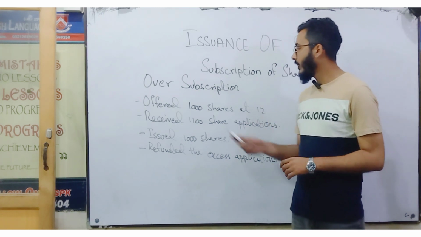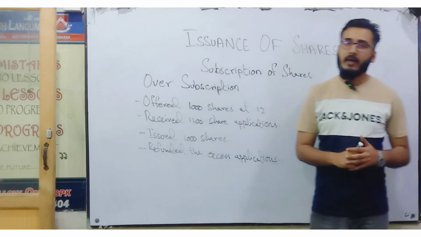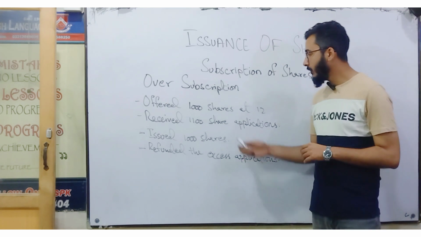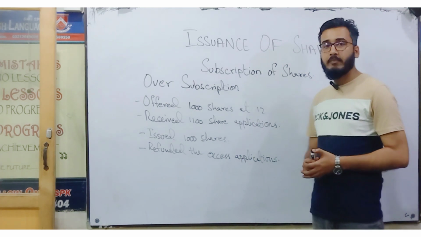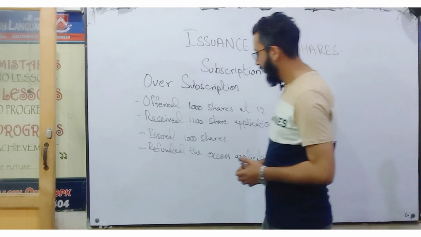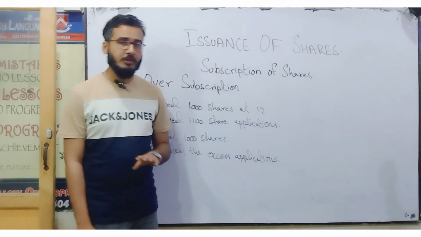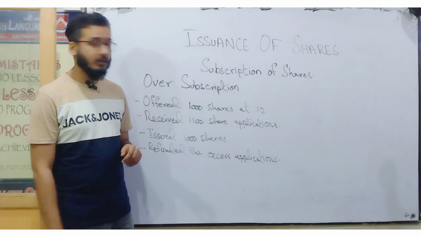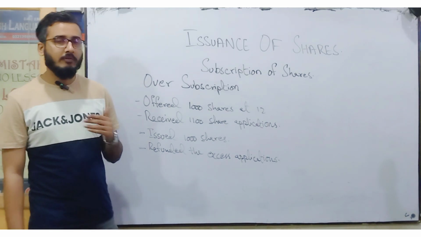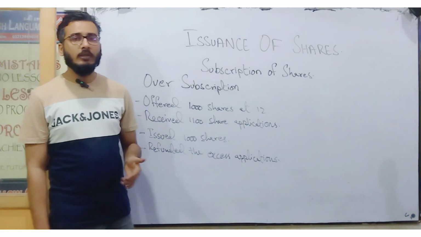Now here, the company has offered 1000 shares at rupees 12, then received 1100 share applications, then issued 1000 shares. Because the company has a limitation as per the memorandum of association, the company can have a fixed capital and not more than that.